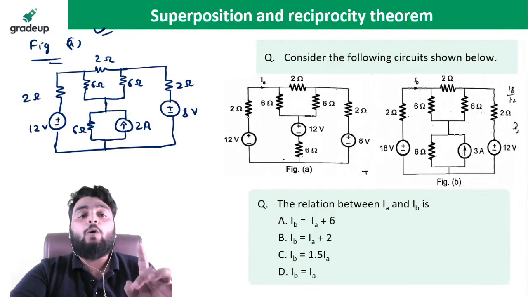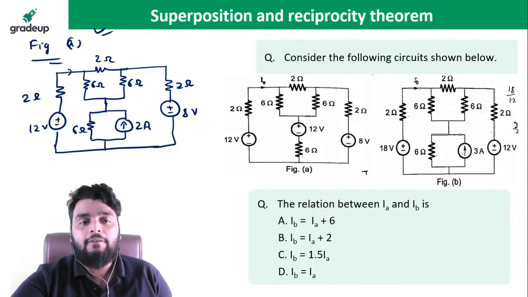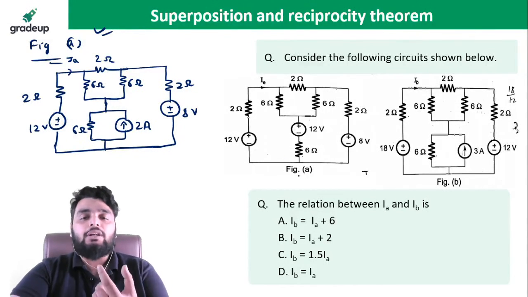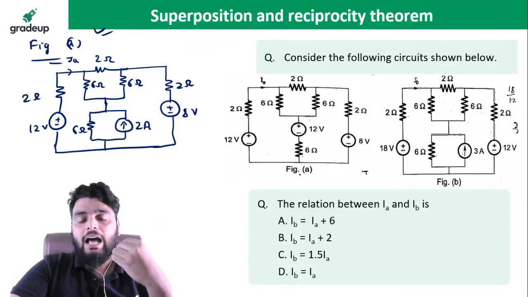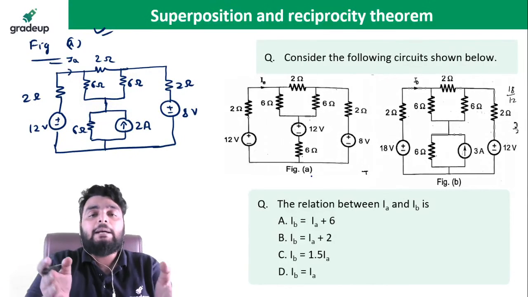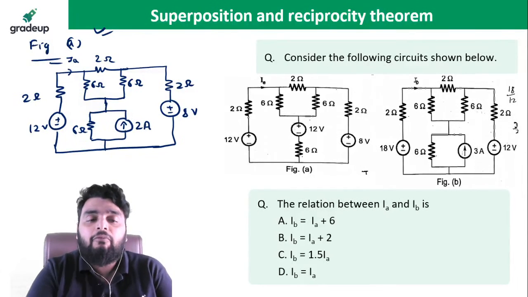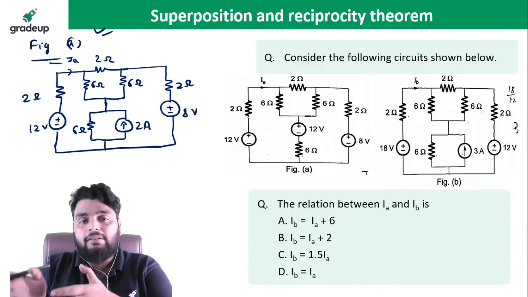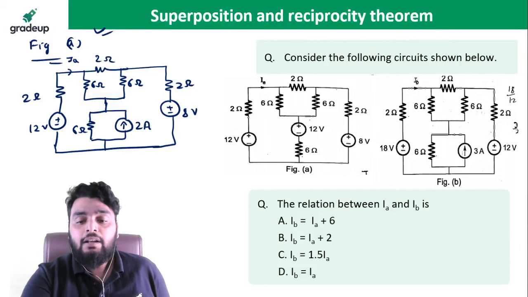Now, one method to solve this problem is that you can find out IA for this network, you can find out IB for this network, and then you can see the relation. But think about it. If you find out IA and IB separately, it will take much time to solve, because the network is not simple. The network is somewhat complex. So what am I going to do here?